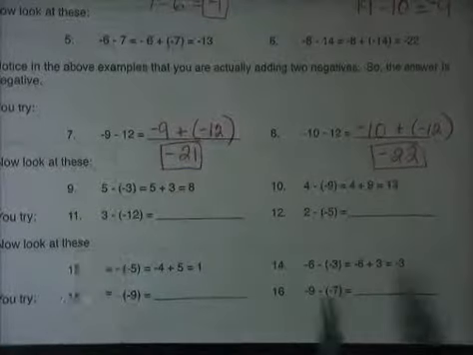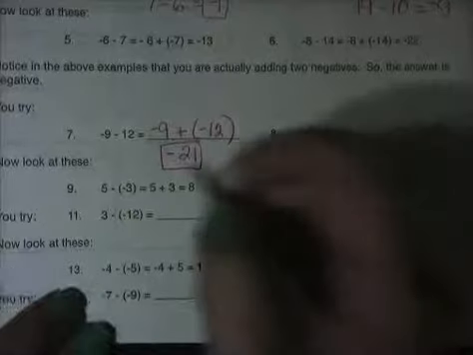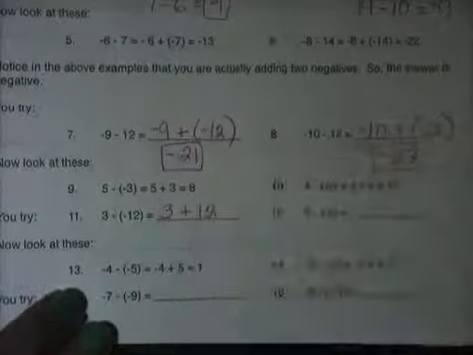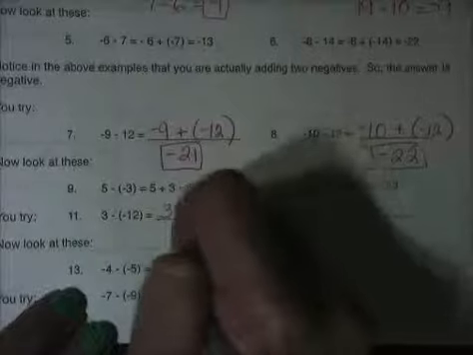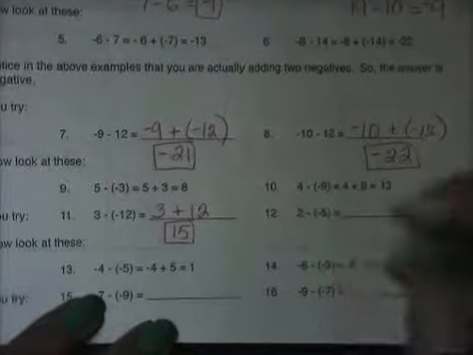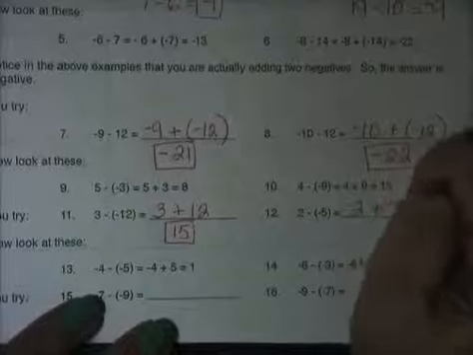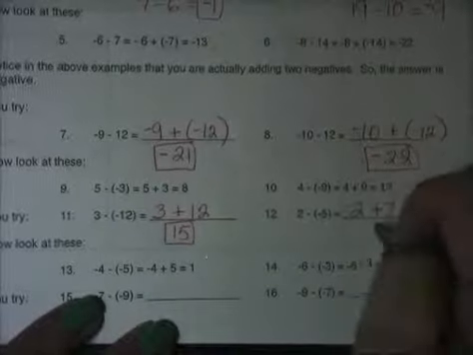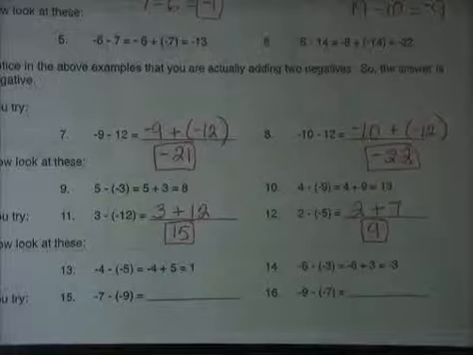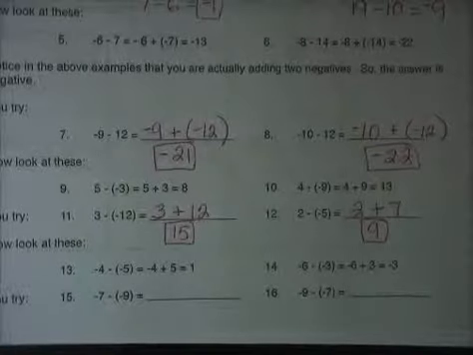So let's look at these together. Number 11. 3 minus negative 12 is same, opposite, opposite. 3 plus 12 is 15. Number 12, we have 2 minus negative 5, same, opposite, opposite. 2 plus 5 is 7. So they're very simple if you follow the rule and you don't just try to guess at it. If you learn the rule and you follow it, it's very simple.